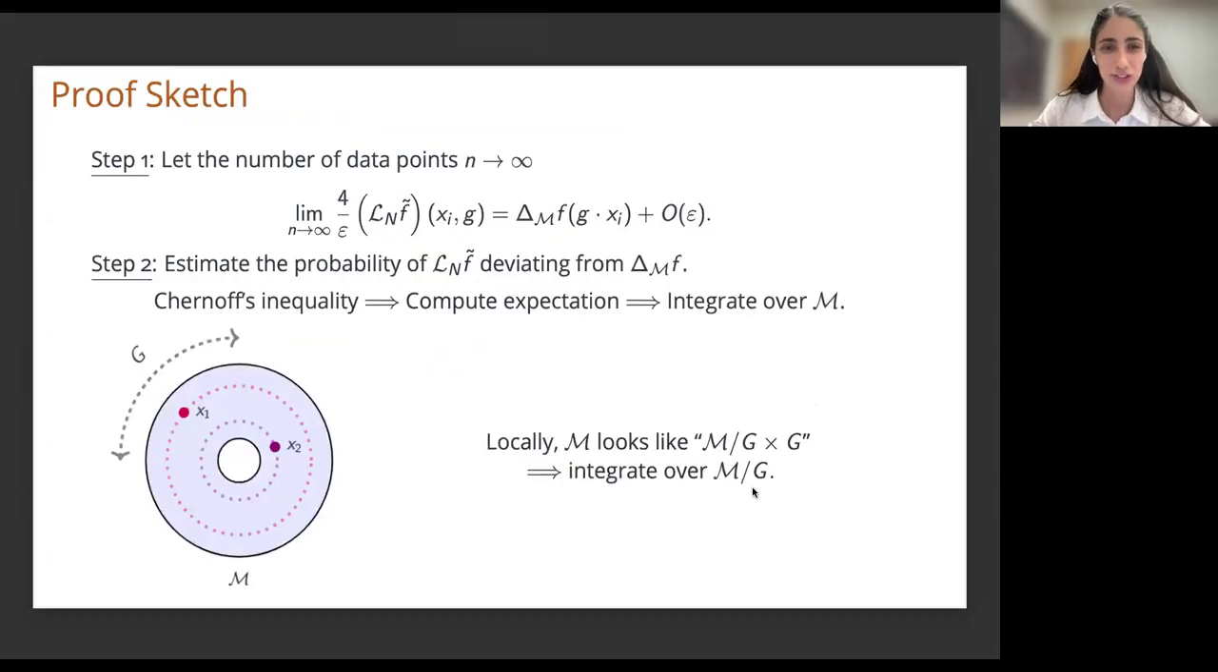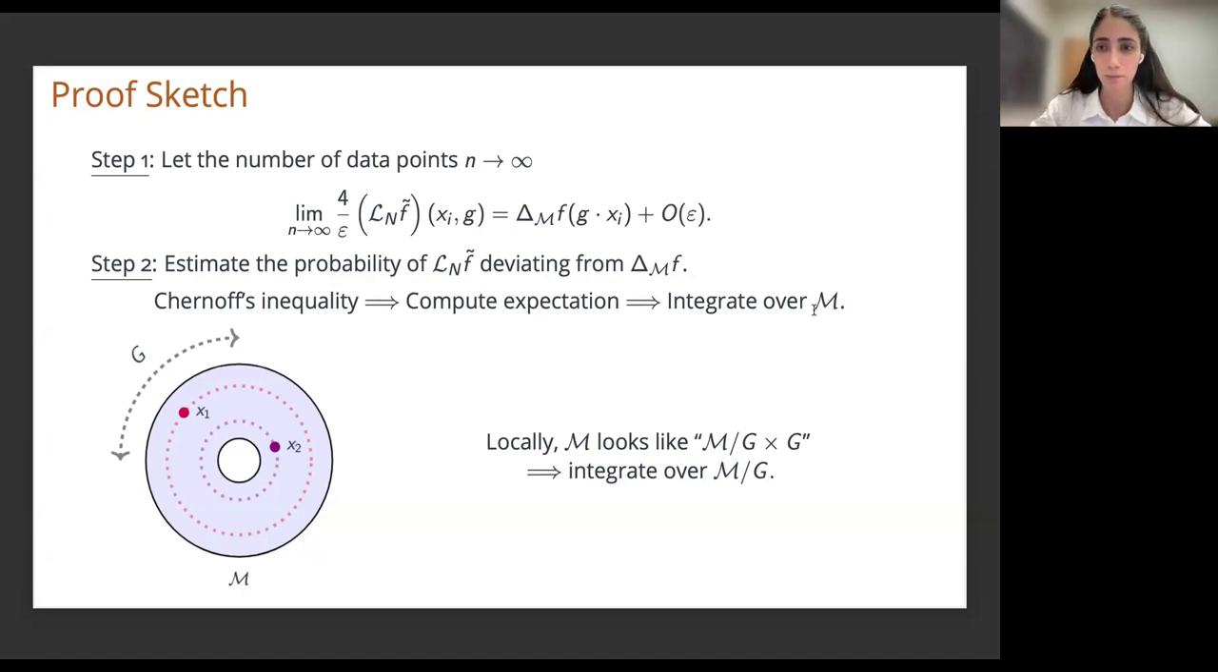I want to say just a couple of words about how the proof goes. All of these proofs are standard and they are divided into 2 steps. First, you take the limit as the number of data points goes to infinity, and you get that the graph Laplacian converges to the manifold Laplacian. And this gives us the first error term. But now you also want to estimate the probability that the graph Laplacian is deviating from the manifold Laplacian. To estimate this probability, it basically just reduces to integrating over the manifold.